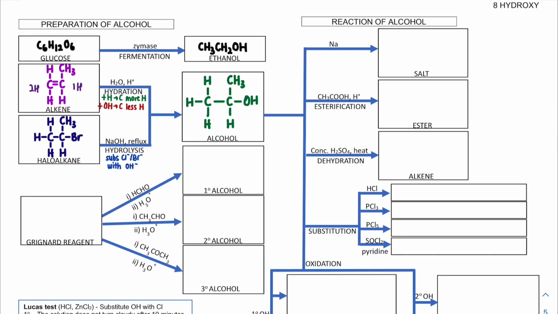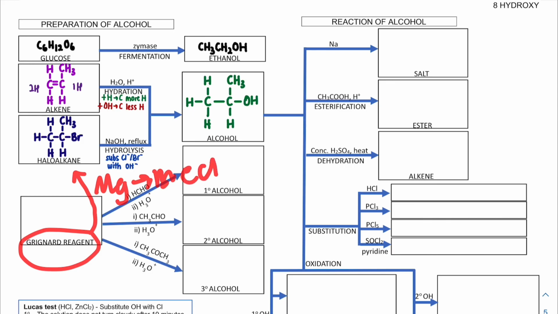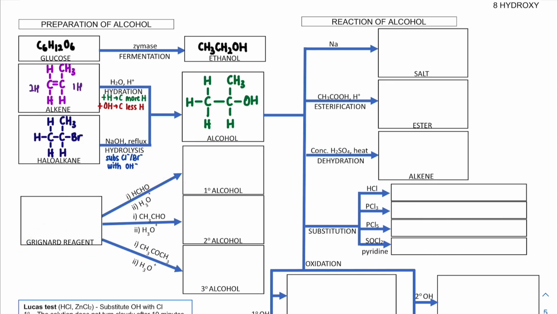This one is actually revision of chapter 5, and this is revision of chapter 7. Next one is Grignard reagent. What is Grignard reagent? Grignard reagent originates from our haloalkane, but we add magnesium to our bromine or chlorine. So for this one, please draw your Grignard reagent.